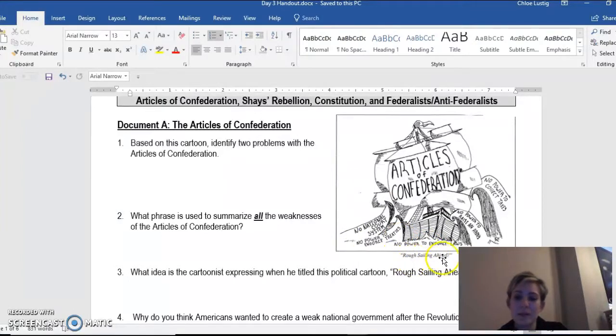And the title of this image is Rough Sailing Ahead. So that must mean that the ship is going to encounter some problems that are caused by these waves. With those hints in mind, go ahead and answer questions 1 through 4 under document A.